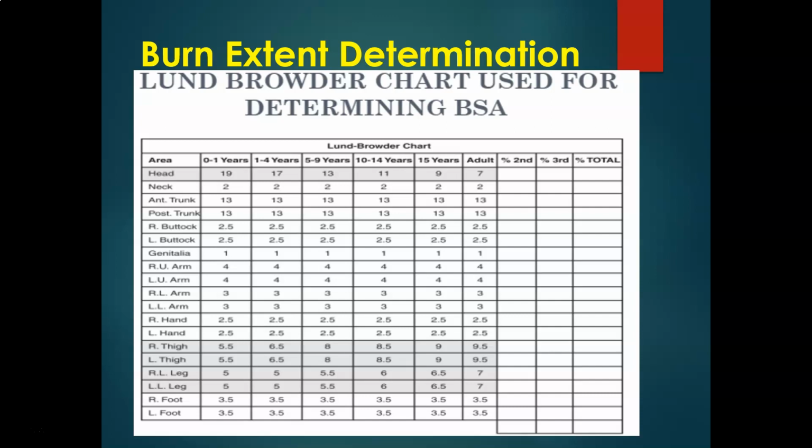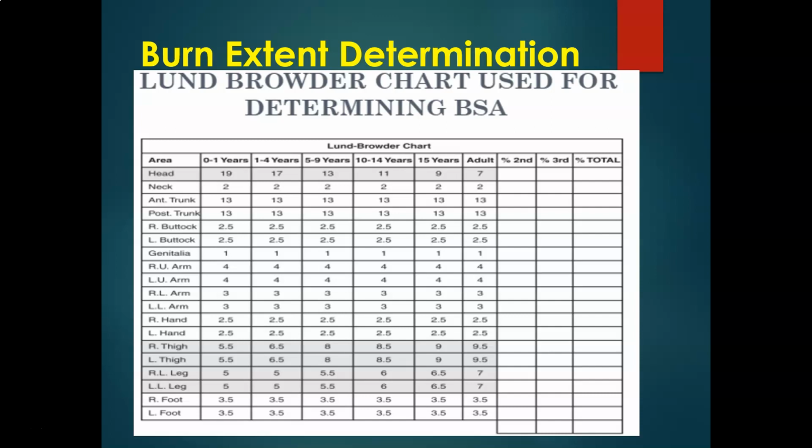As you can see in the tables here, you have 0 to 1 years of age. So you have your head, which is 19%, your neck, which is 2%. So it's rather very specific. And your anterior trunk, which is 13, posterior trunk, which is 13. So you must have this chart when you're going to do an accurate determination of the burn extent, especially if you're assigning the burn unit.